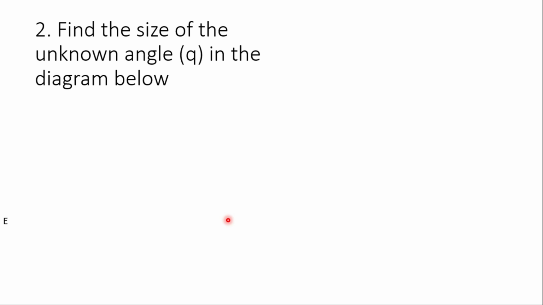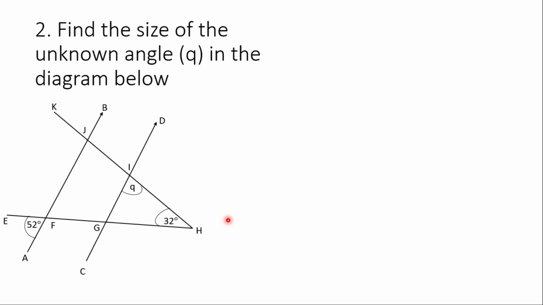Now, the next example we got to look at is: find the size of the unknown angle Q in the diagram below. So this is another very beautiful diagram, and likewise you can see these lines, they are meeting. It means these are not parallel lines, but line AB and CD, they are parallel lines. Look at the arrows there, so that these are different rays and they don't meet. They can't meet anywhere.